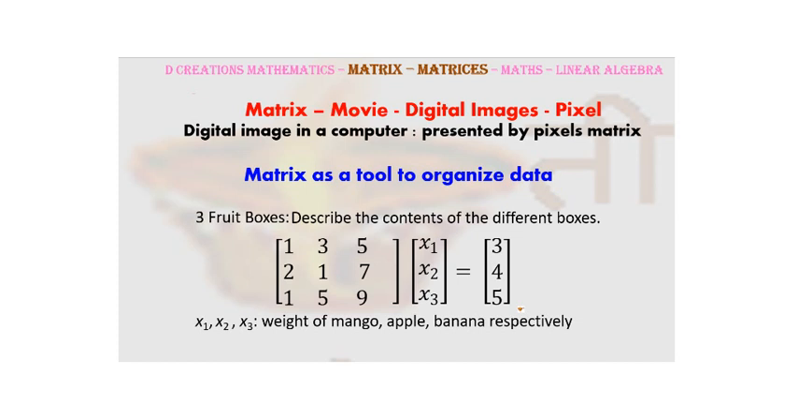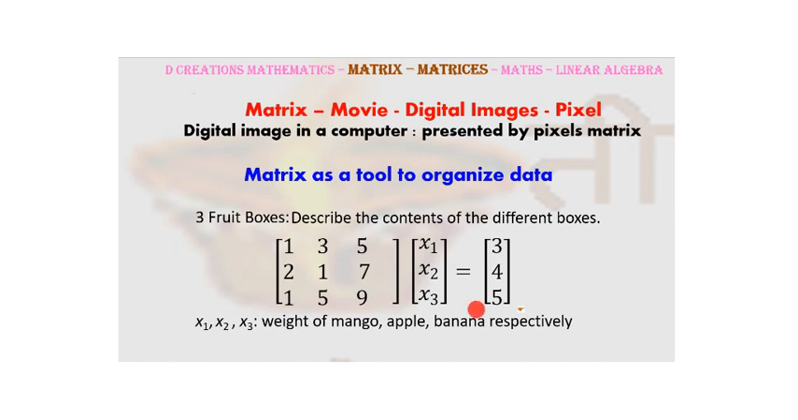Just imagine that. So if there is 1 mango, 3 apples and 5 bananas, and total weight is 3 kilogram. If there are 2 mangoes, 1 apple, 7 bananas, total weight is 4 kilogram. And if there is 1 mango, 5 apples and 9 bananas, total weight is 5 kg. Well, that's a lot of information. If you're just listening to it, and I ask you the weight of each of the fruit, it might get very confusing. So instead, we represent it in the way it is shown on the screen.